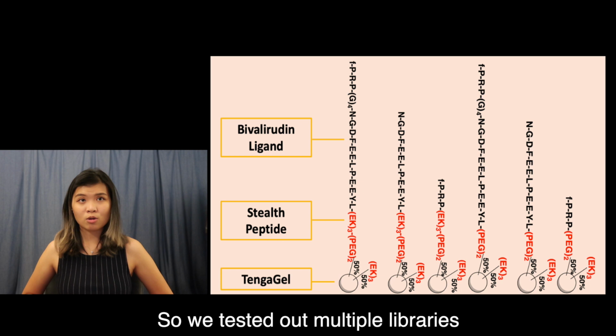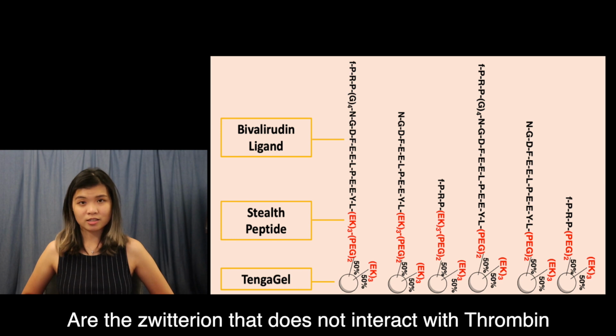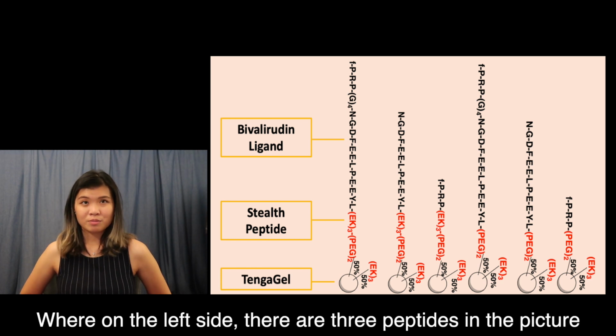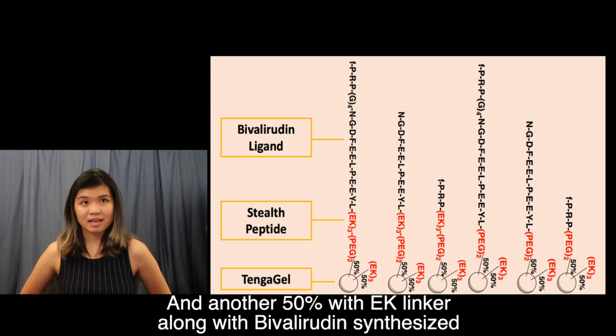So we tested out multiple libraries. The EKs, which are the stealth peptides, are zwitterions that do not interact with thrombin and extend the peptides away from the resin surface. On the left side, there are 3 beads in the picture, with 50% stealth peptides and another 50% with the EK linker along with bivalirudin synthesized.